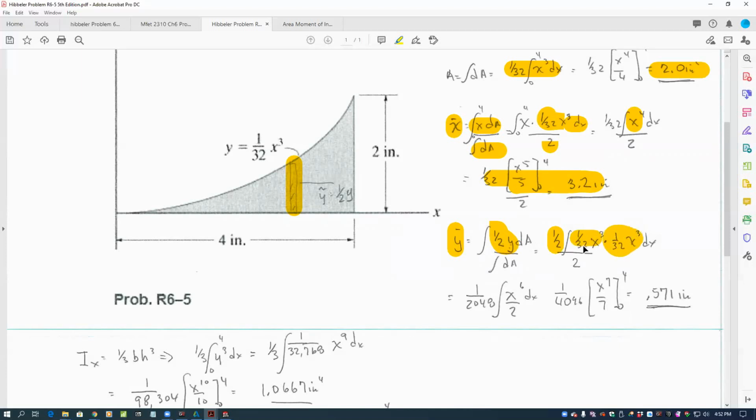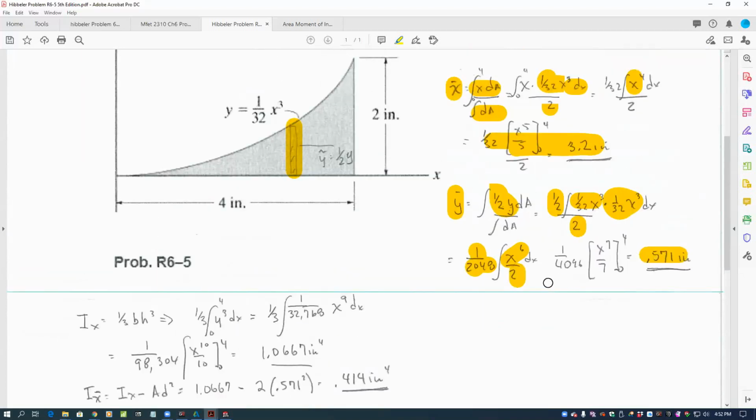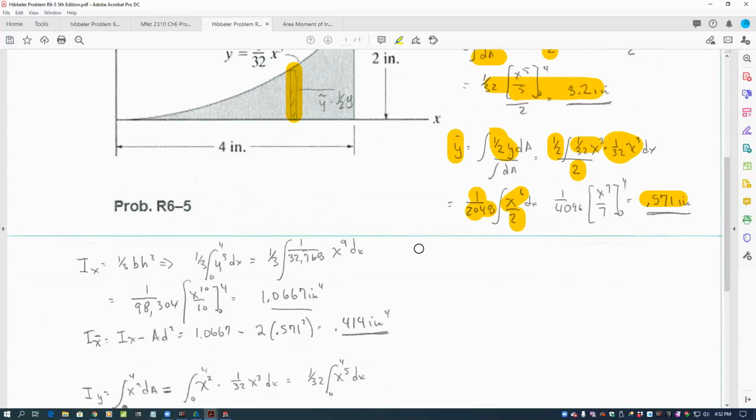So we have 32 times 32 times 2 becomes 1/2048. And x cubed times x cubed becomes x to the 6th all over 2. Integrating that becomes 0.571. So we'll validate these numbers also in our CAD system. Let's calculate the area moment of inertia with respect to the x-axis.